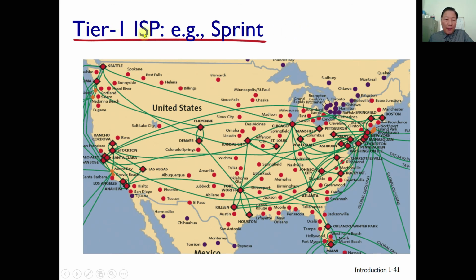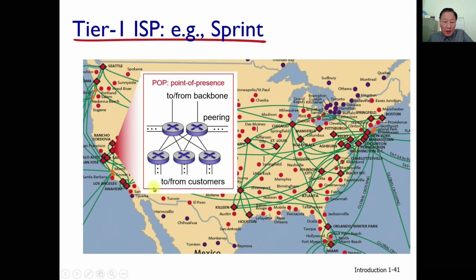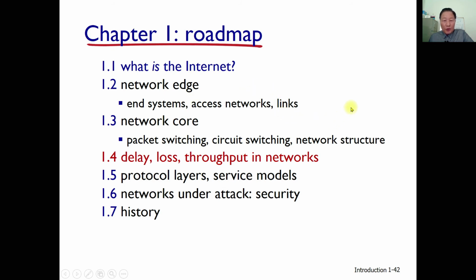Tier 1 internet service provider, for example, this is the Sprint case, and they are interconnected like this. This is in the United States. Here, if we are looking at one single site, that is called the POP. POP means point of presence, like our central office for telephone switching. To form the backbone in terms of the internet packet switching, this one is providing this infrastructure. Okay, let's move to the other topic.